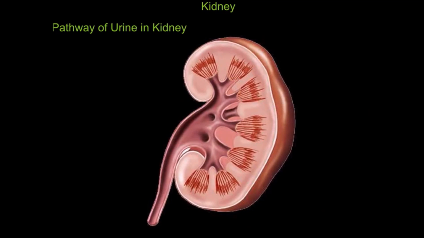After urine is produced, the pathway of urine through the kidney begins in the renal pyramids, through the renal papilla and into the minor calyx, into the major calyx, into the renal pelvis, and out the ureter.